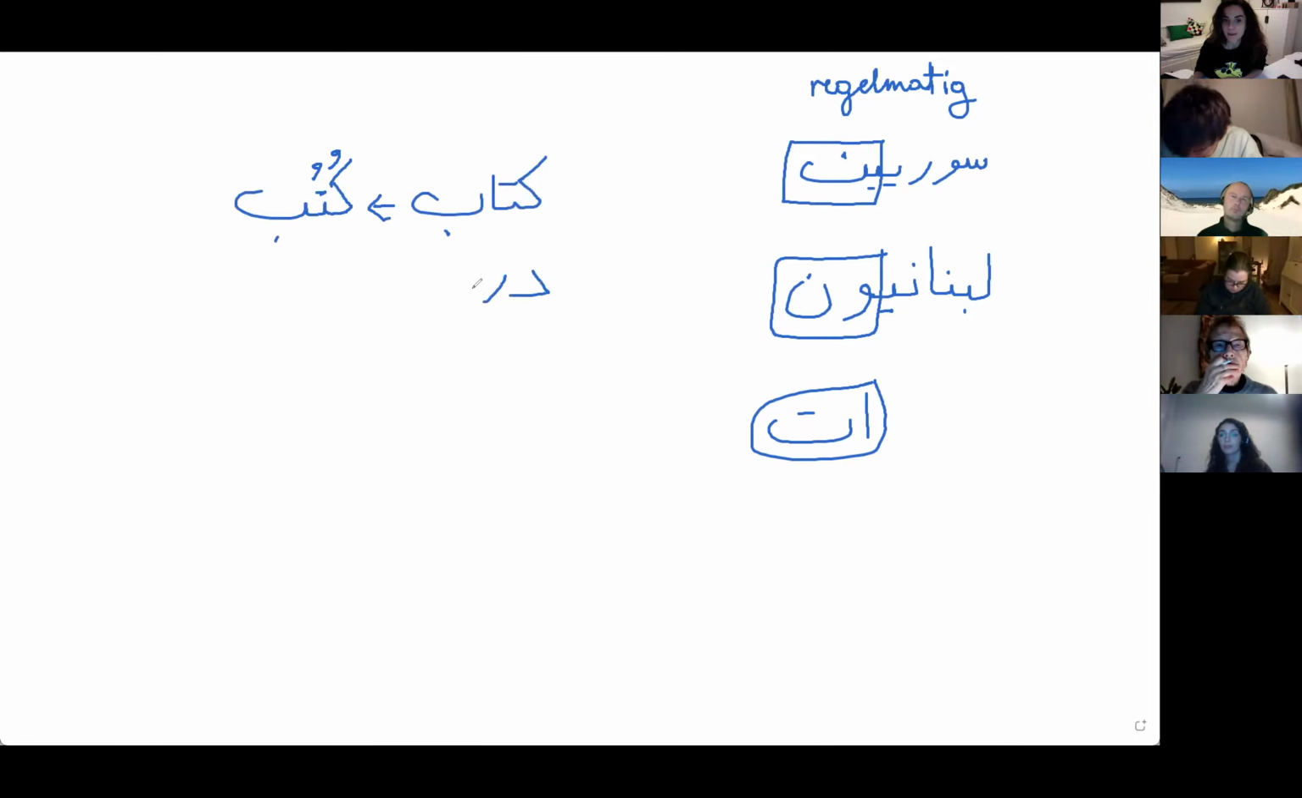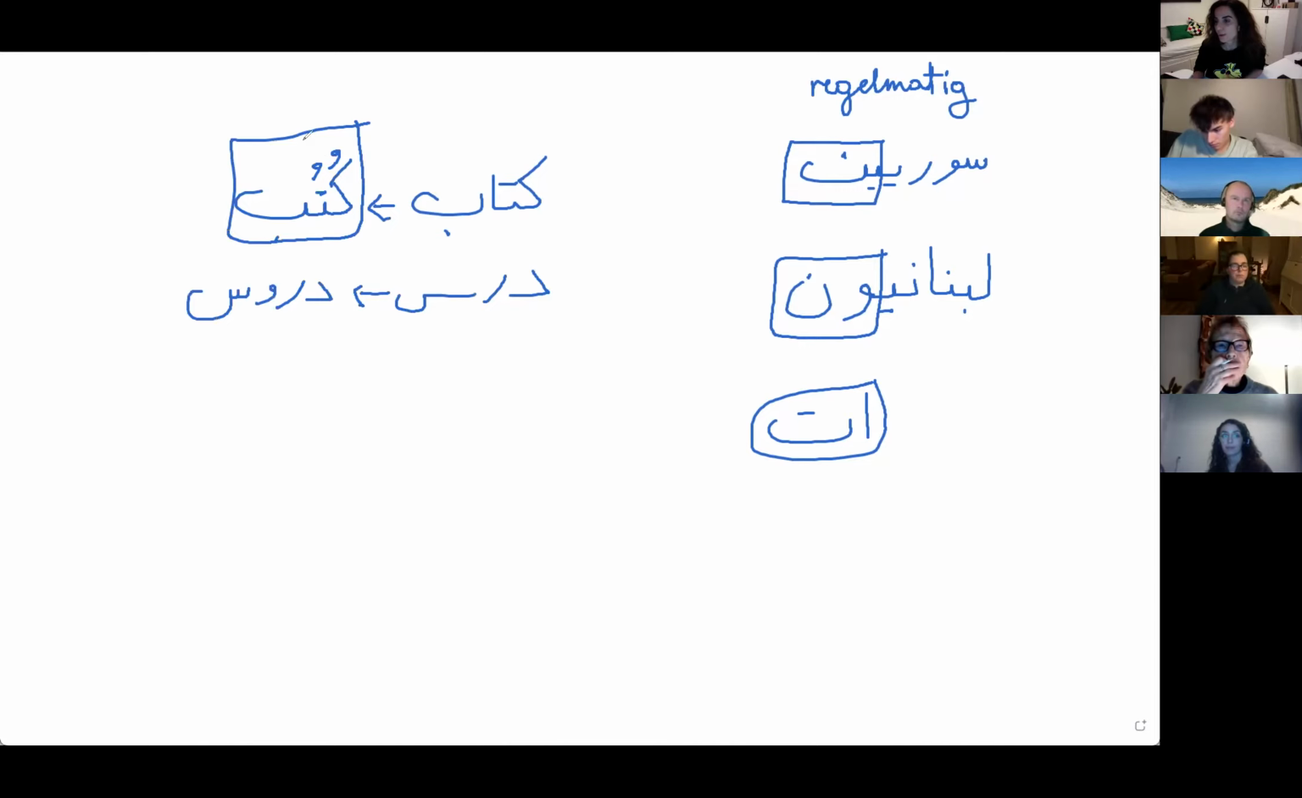Dars, durus. Also, it's another pattern. There are many, many different patterns for irregular plurals, but these are irregular. For these, if you see this word, you have to know that it's a plural. You cannot guess. But with these, even if you don't know the word, by seeing the ending, you know that it's a plural.